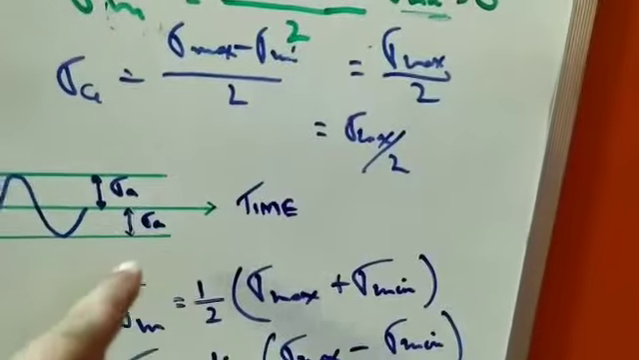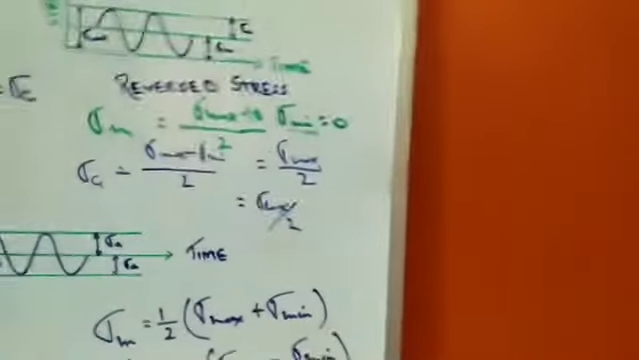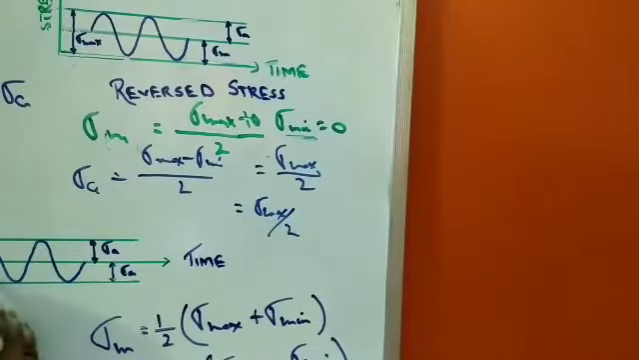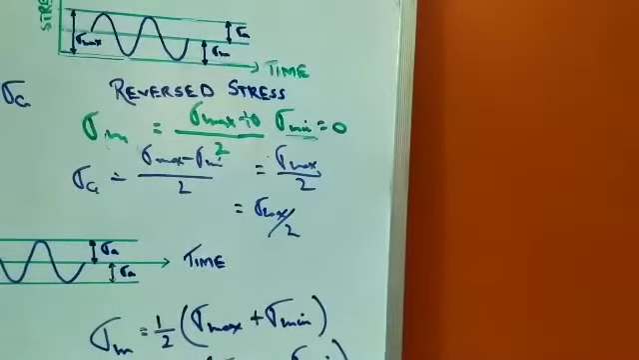So sigma alternating becomes equal to sigma max. Basically this is sigma max, and this is also sigma max. So over here what happens? Sigma mean becomes 0.